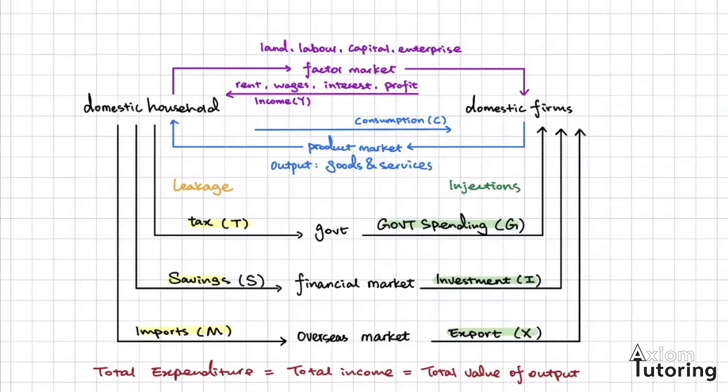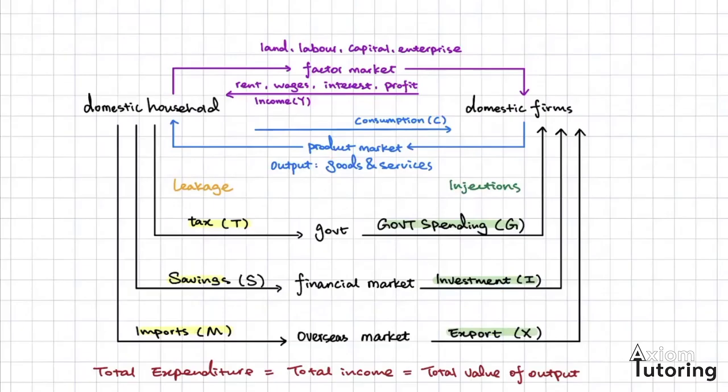But in the five-sector model, equilibrium occurs when total leakages equal total injections. In other words, if the sum of taxes, savings, and imports equals the sum of investment, government spending, and exports. And when this condition is satisfied, the total amount of spending in the economy remains stable. It doesn't have a tendency to increase or decrease. So the national income stays constant.